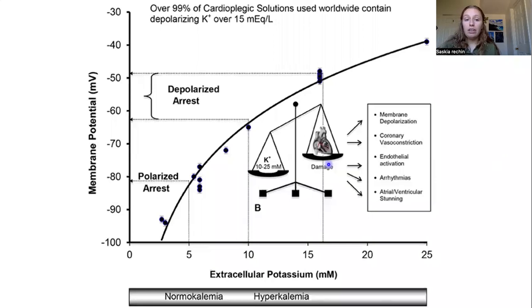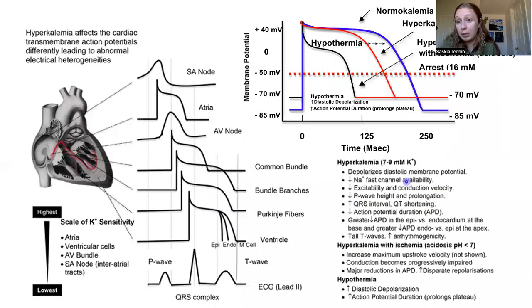We can see here, your depolarizing arrest is what your goal is, right? So this is going to be the range of depolarizing arrest. That is also the range of hyperkalemia. So yes, you're getting membrane depolarization, so arresting in diastole, which is what we want. You are also going to be getting a lot of these negative effects. It's kind of the good comes with the bad.